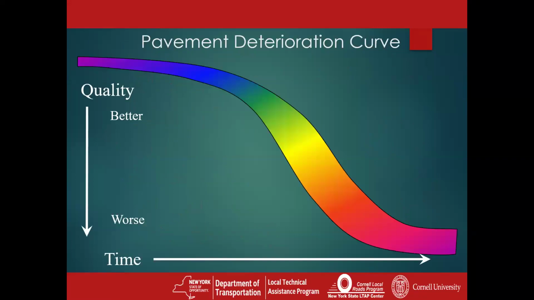So looking at a typical pavement deterioration curve, I expect everybody's pretty familiar with this. You're starting with a pavement in a brand new or like-new condition, so it's in excellent shape, but over time it's going to continue to deteriorate. And then if you're not taking care of it, at some point in time over the life of that pavement, it kind of bottoms out. It's in a terrible condition, but it can't get much worse.